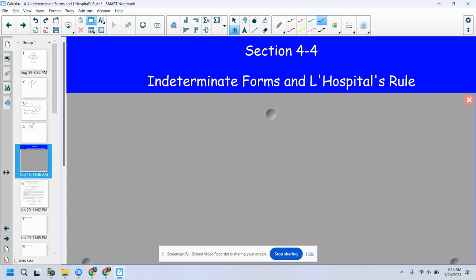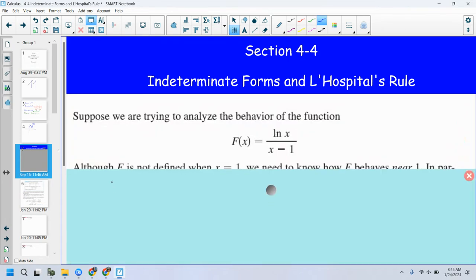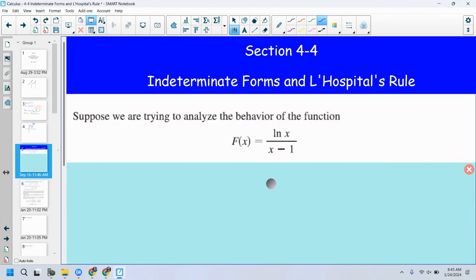All right. Section 4.4 is called Indeterminate Forms, and you pronounce this guy's name L'Hopital. L'Hopital's rule. Okay, so take a look at this function: ln of x over x minus 1. I wanted to study the behavior of that function, meaning I want to figure out what it's going to graph like. What point is really weird on this function? What point is undefined on this function?